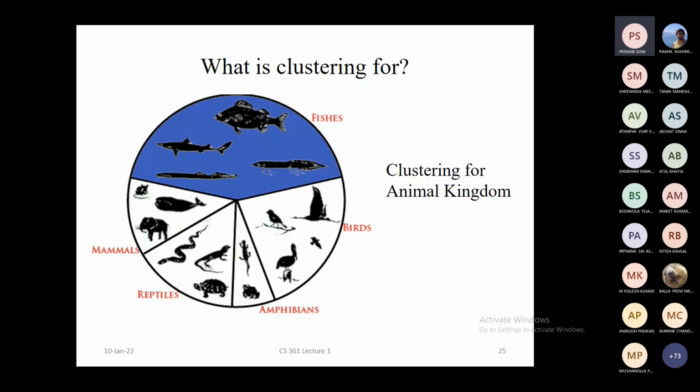So in this way, some basic characteristics, some characterizing features of these animals, make a particular cluster: the fish cluster, bird cluster, amphibian cluster, reptile cluster, mammal cluster and so on.